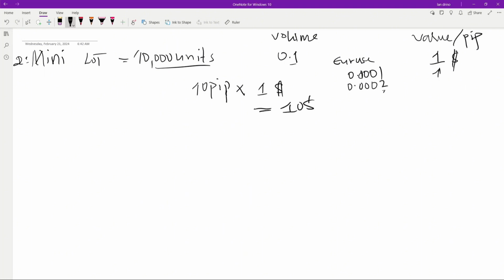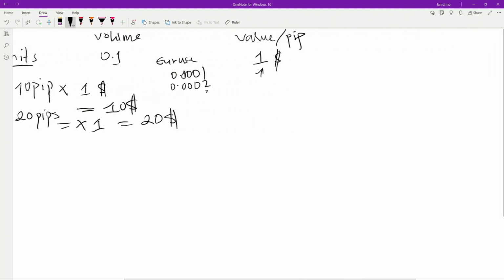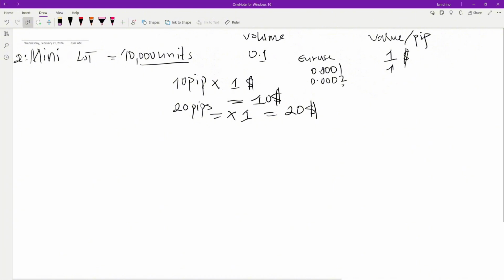So how much are you going to be making? $10, just like that. Okay, what if the market moves in your favor by 20 pips? You are going to be making 20 times the value per pip, $1. So you are going to be making $20, just like that. Let us assume that you trade 2 minis.